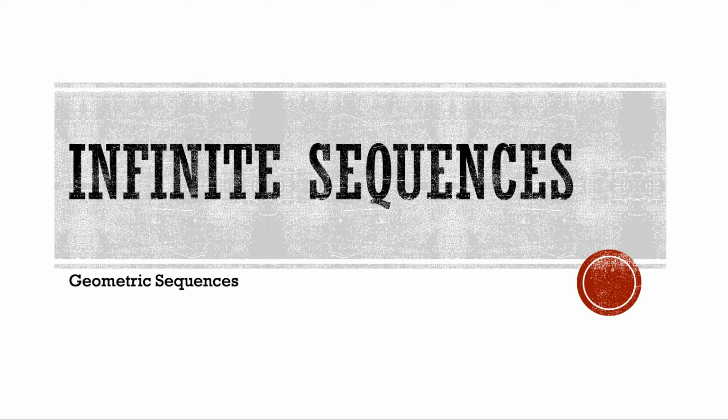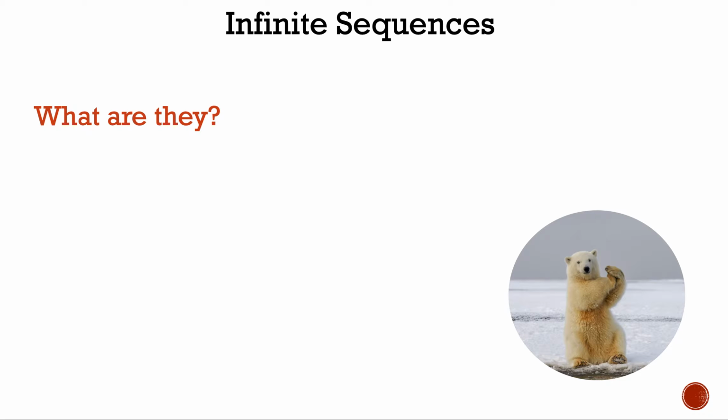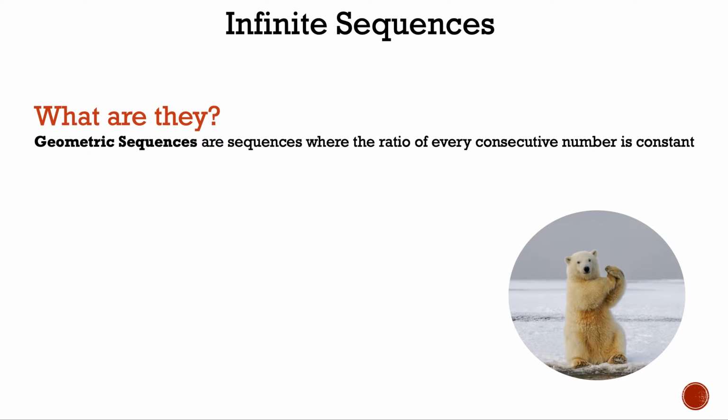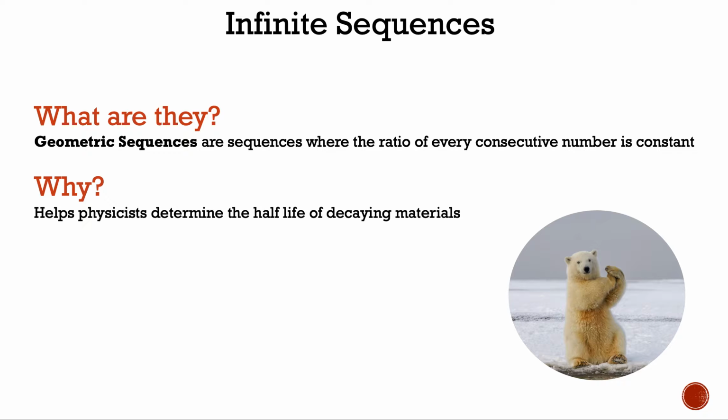Infinite sequences. Geometric sequences. What are they? Geometric sequences are sequences where the ratio of every consecutive number is constant. Why? Helps physicists determine the half-life of decaying materials.